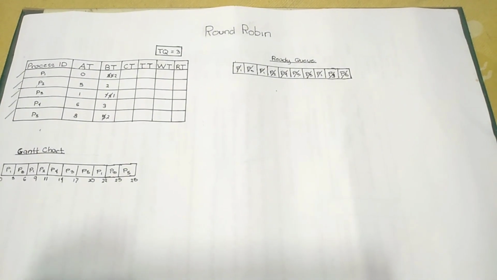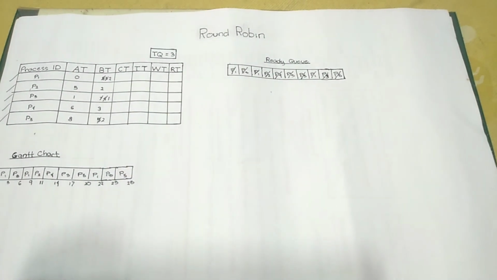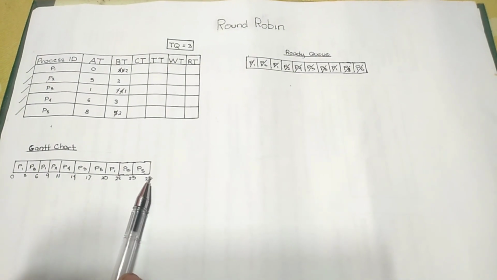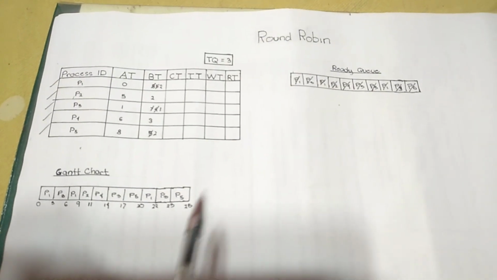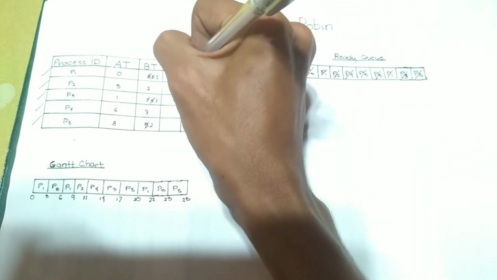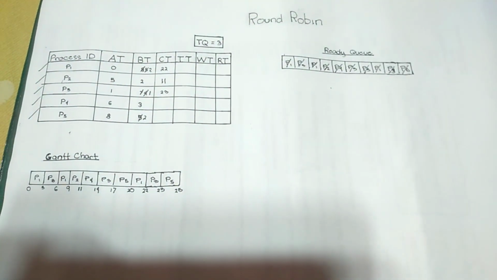Now the ready queue is empty, so we will stop this round robin algorithm, but we still need to determine the completion time, turnaround time, waiting time, and response time. To check the completion time, we start from right to left. For P1 we have 22. P2 is 11. P3 is 23. P4 is 14. And P5 is 25.